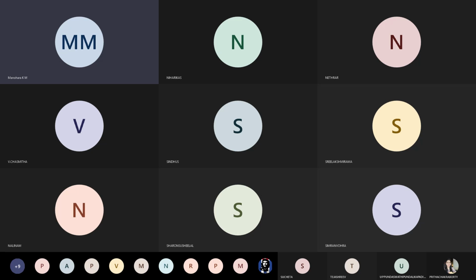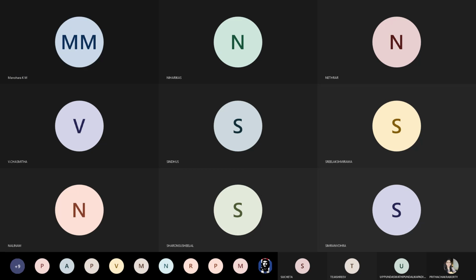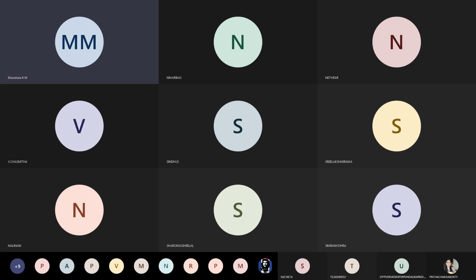Next, by combining these using the following combining scheme, we are going to get the outputs. Is everyone following?